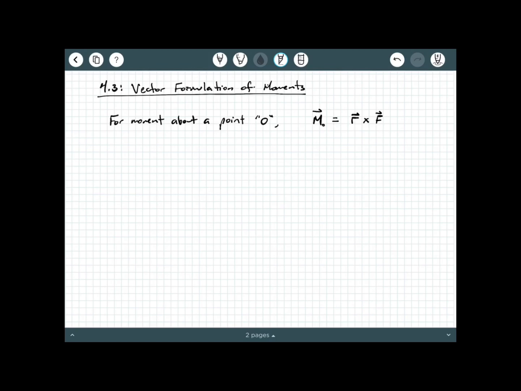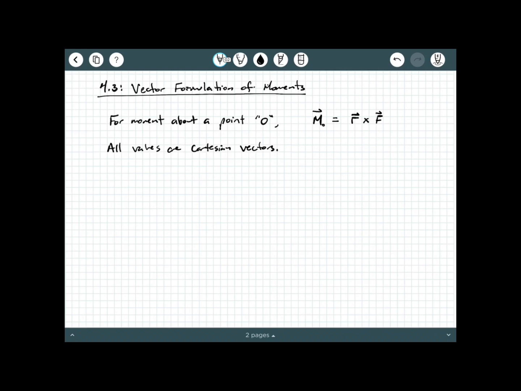Okay, so all values are Cartesian vectors. So what's great about the vector formulation, whether it's 2D or 3D, if you're using the cross product vector formulation, you do not explicitly need a perpendicular distance, okay?